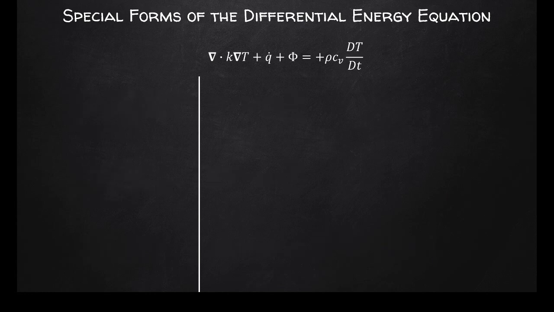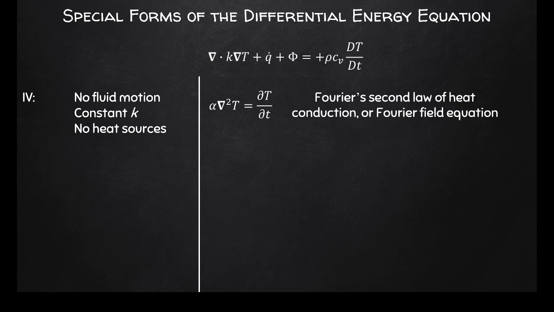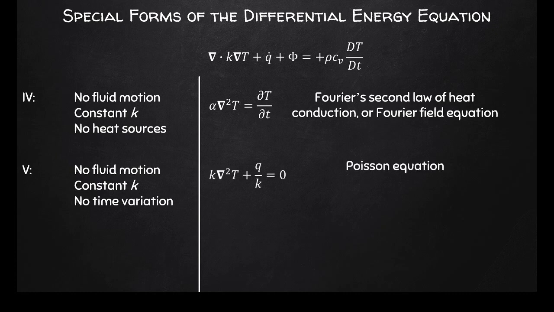If we have a case, for example, where our conducting medium has no heat sources, then our equation will reduce to what is known as the Fourier field equation as shown. Occasionally, this equation is also referred to as Fourier's second law of heat conduction. For systems where heat sources are present, but there is no variation with time, we obtain the following expression, which we refer to as the Poisson equation.